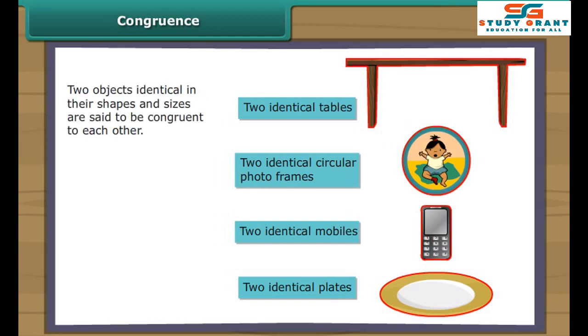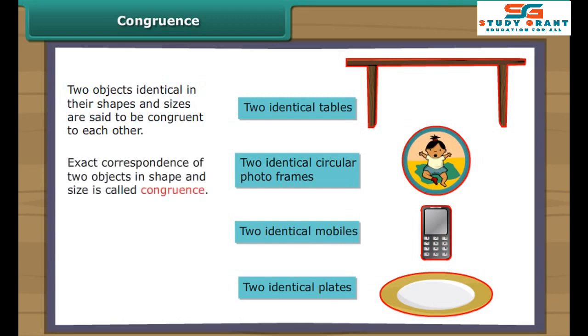Two objects identical in their shapes and sizes are said to be congruent to each other. Exact correspondence of two objects in shape and size is called congruence. This is the symbol of congruence.